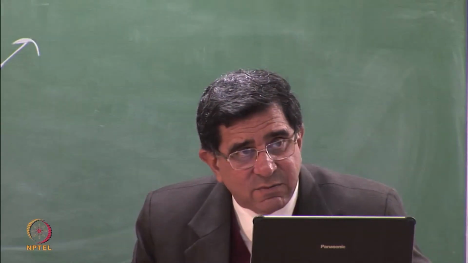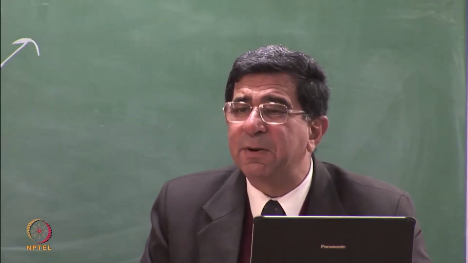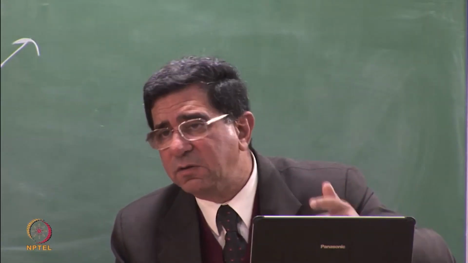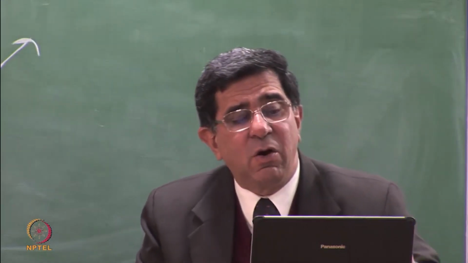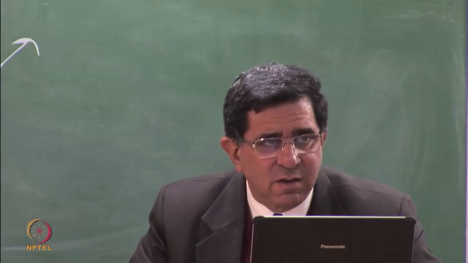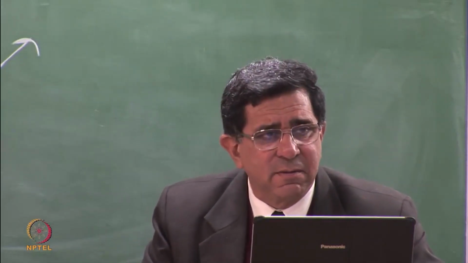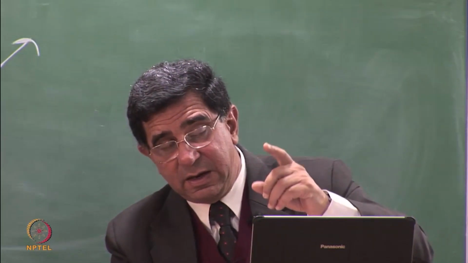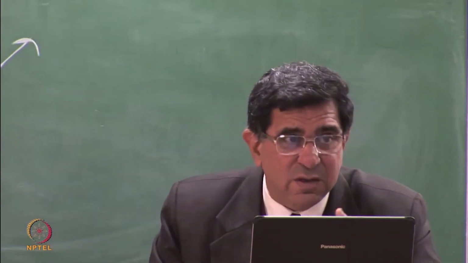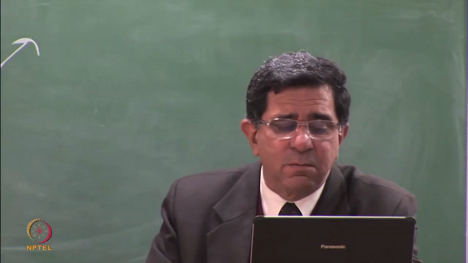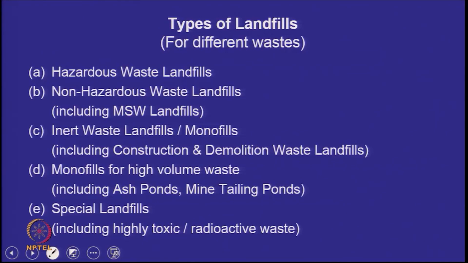The inert waste landfill for construction and demolition waste is virtually a temporary storage facility, because you will be recycling your construction and demolition waste after processing it. But other than that, you may also have monofills for high volume waste. If only one type of waste is coming out in huge quantities, a thermal power plant will set up several thousand tons of waste per day. It's only ash. So you can have a monofill, that means in one single area, only one type of waste. Municipal solid waste and industrial waste will be pretty heterogeneous with different sources. Ash ponds and mine tailings ponds are monofills for high volume waste. And then, as I said, there are special landfills for highly toxic or radioactive waste.